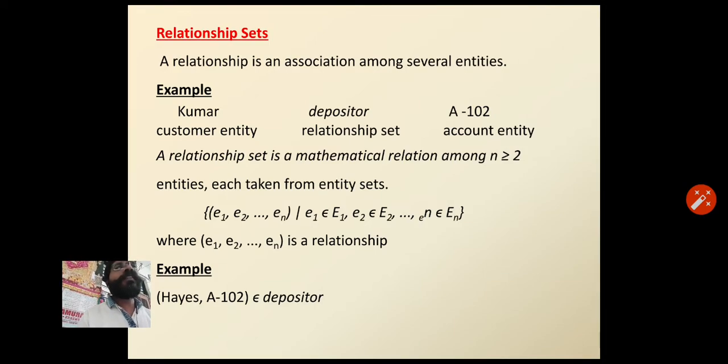For example, suppose the name of the customer is Hi and their account number is A102. So, this relation becomes depositor. That means Hi is a depositor in account number 102.